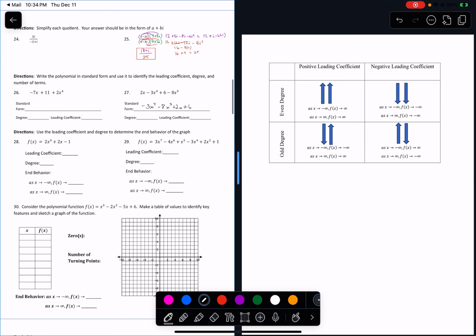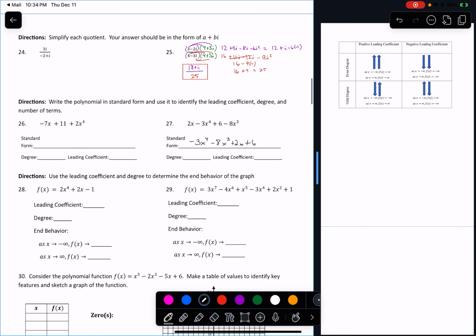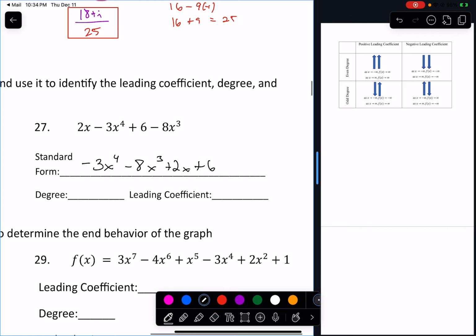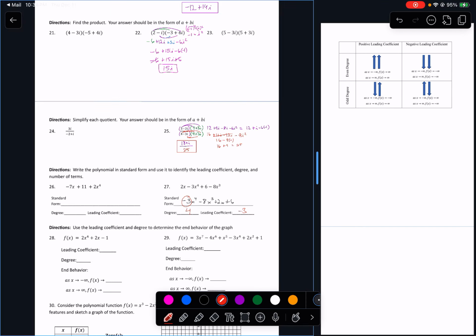Actually, that'll come up in this. What I just opened up will come up in the next thing. Okay, so the degree is just the highest power. So this is going to be a degree 4. And the leading coefficient, that is the coefficient on the highest power. That's like the number attached to the variable. Our leading coefficient is a negative 3.